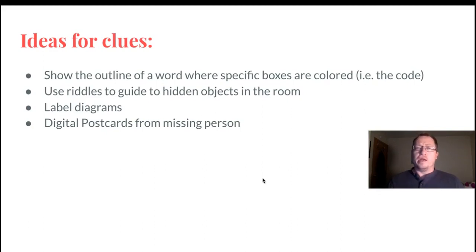There are diagrams. You can have them label diagrams, which works really well in the virtual format. There are digital postcards from a missing person, because the plot line is always a big deal about these. So if you have items coming from someone who's been kidnapped or someone who disappeared under mysterious circumstances, you can create digital postcards with just a picture on one Google slide and a second Google slide with the text in postcard form, and that will be a clue to something else that they have to solve.